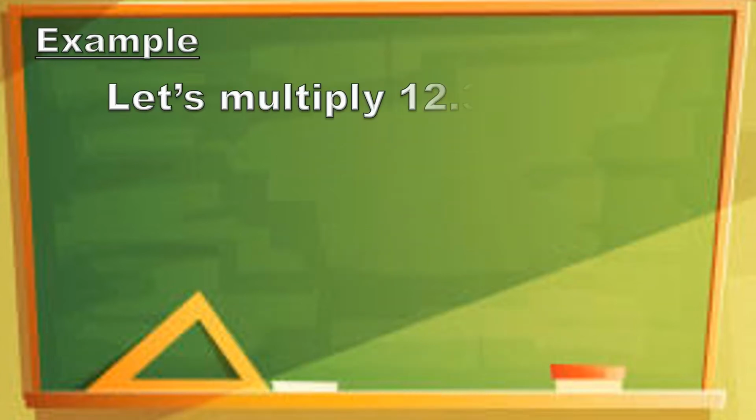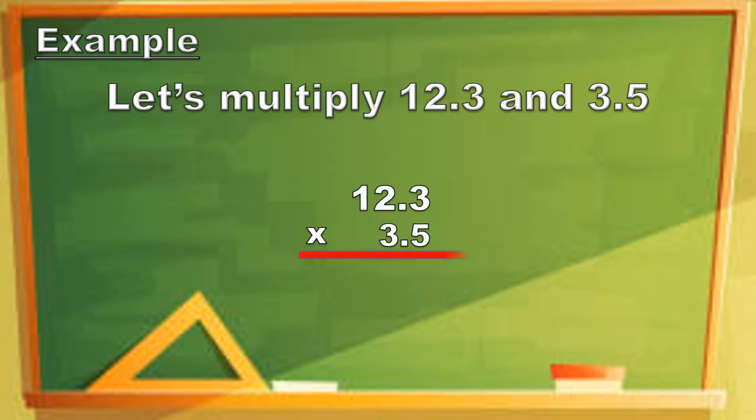Okay, let's have another example. Let's multiply 12 and 3/10 and 3 and 5/10. Let's write our factors this way, and then we multiply from right to left. We start multiplying 5 to our multiplicand. So 5 times 3 is 15. Carry 1. 5 times 2 is 10, plus 1 is 11. Carry 1. And then 5 times 1 is 5, plus 1 is 6.